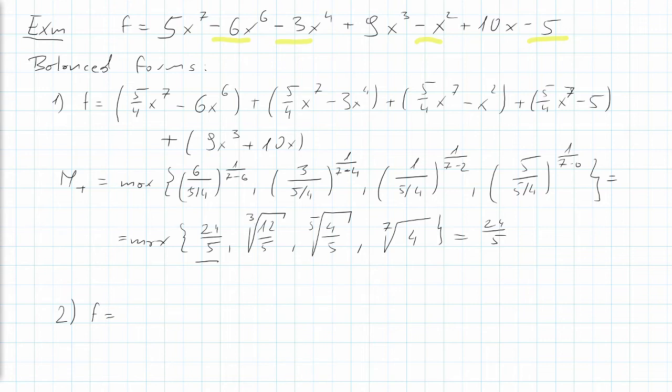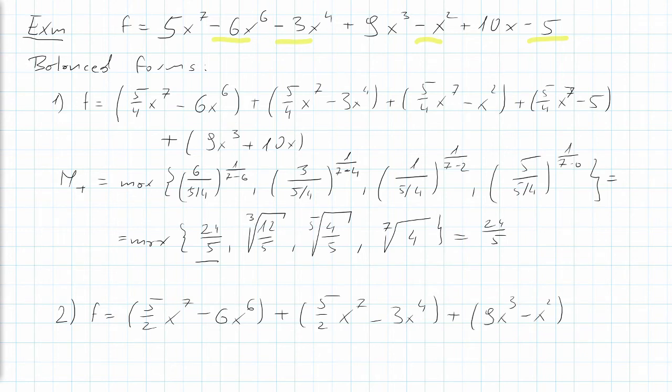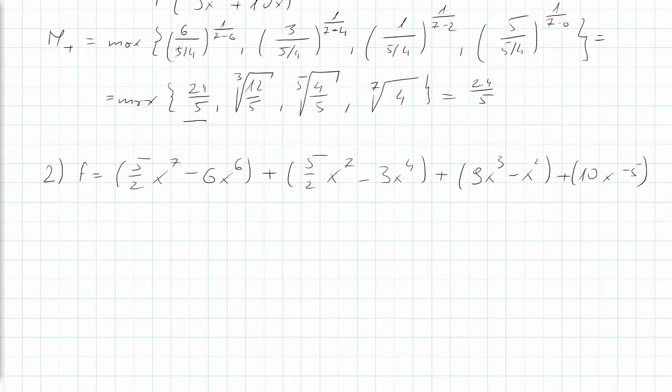So we can write it as 5 over 2 x^7 minus 6x^6 plus 5 over 2 x^7 minus 3x^4 plus 9x^3 minus x^2 plus 10x minus 5. And as you can see, this is again a balanced form. This is just another balanced form, and this other balanced form implies another bound for the real roots of this polynomial f.